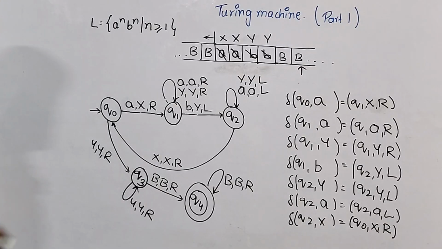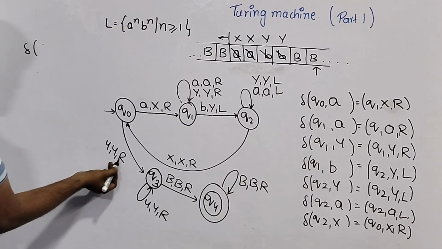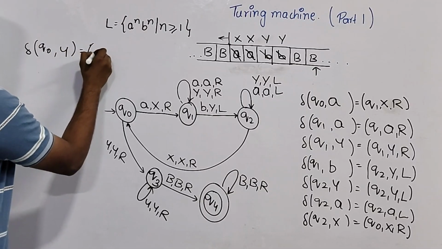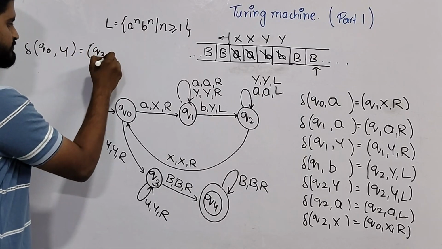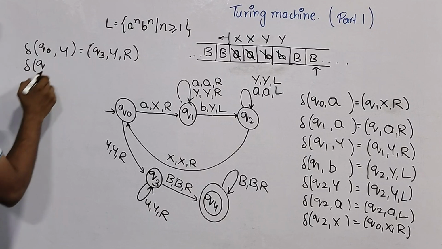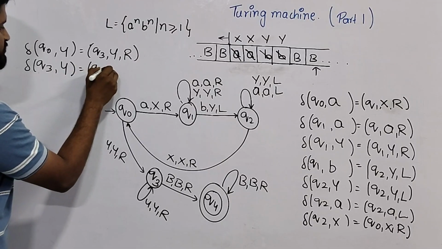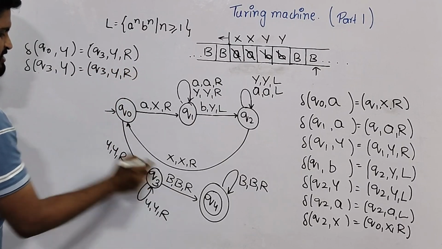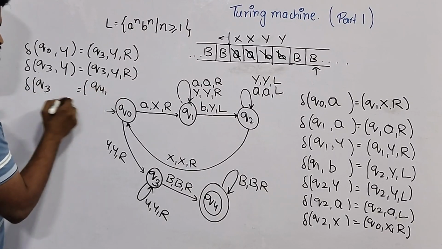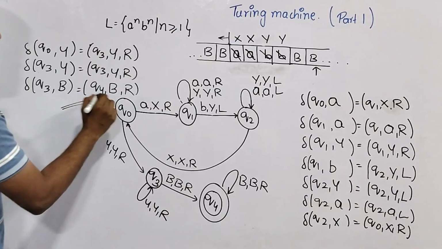Next, three more transitions I will write here. Delta of Q0, when you give Y as the input, it replaced it as Y and moved towards the right side, going to Q3. Next, delta of Q3 self loop: Q3 comma Y will be equal to Q3 comma Y comma R. Next, B, that is for blank space: Q3 went to Q4. So blank space itself and move towards the right side. Like this you must write.